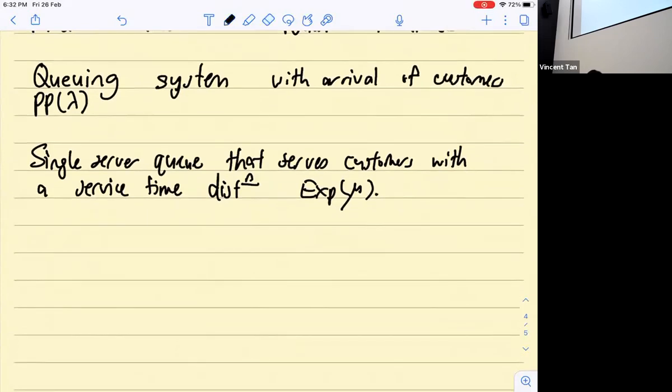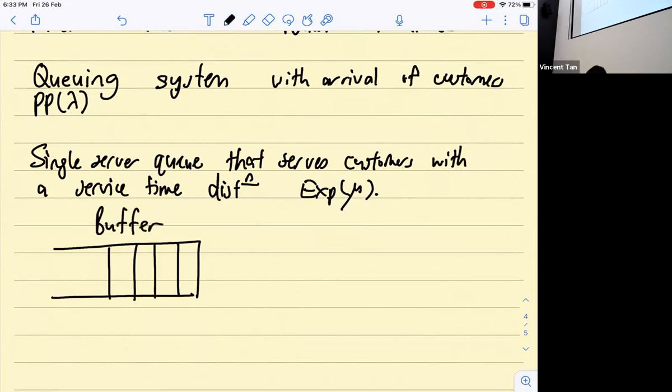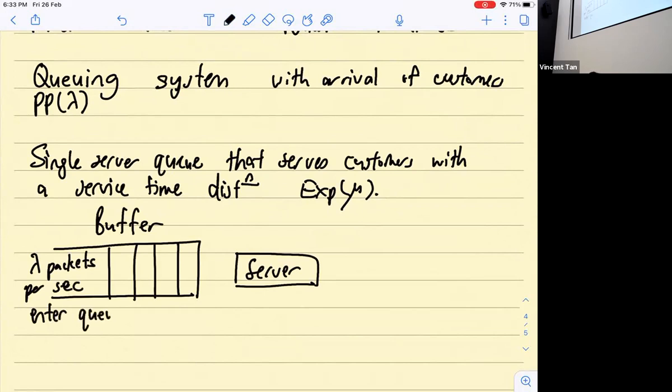You can also think of this in terms of a buffer and packets. So here is a buffer, a buffer queue. People are queuing up for their favorite burger, for example, and here is the server who serves the burger. Lambda packets or lambda people per second enter the queue, and then they are served, and the server serves mu packets per second. So that's the situation.